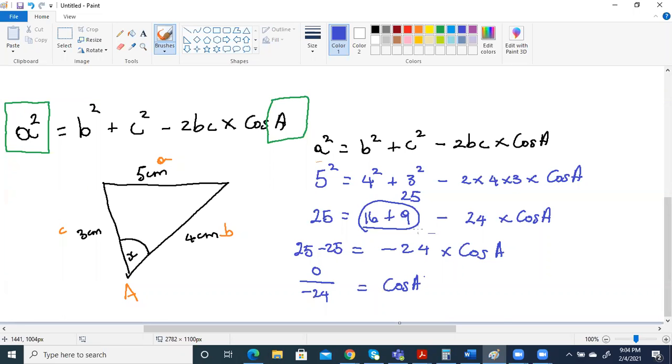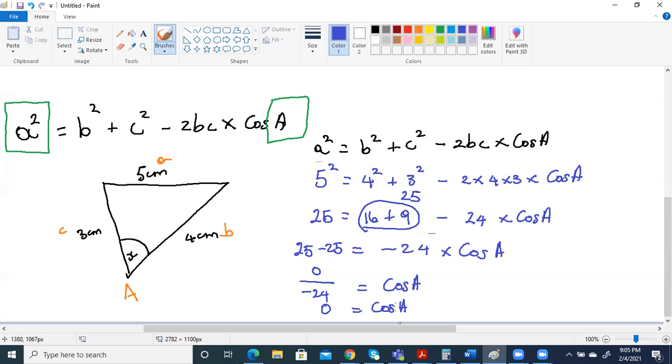Everybody following so far? Yes, miss, so far. So 0 divided by negative 24, you plug it in a calculator, it should give you 0. 0 divided by anything is going to give you 0, right? So you have 0 equals cos A.